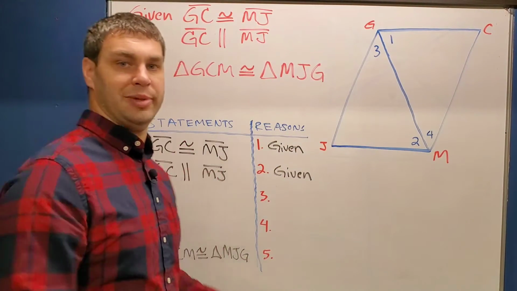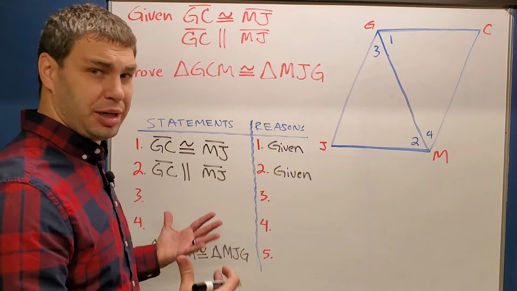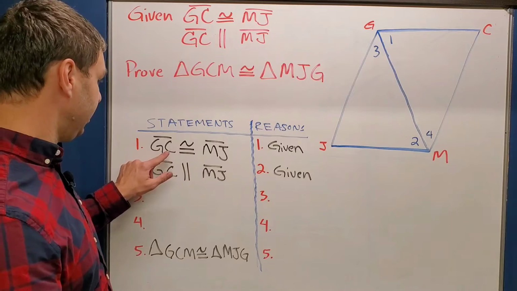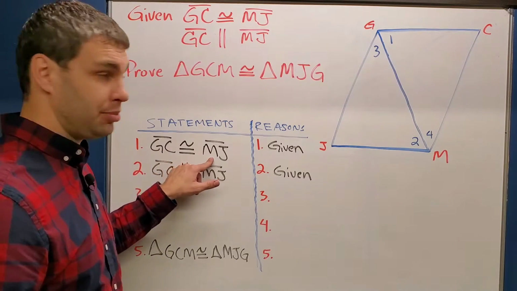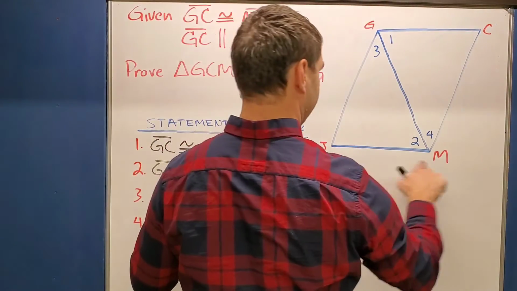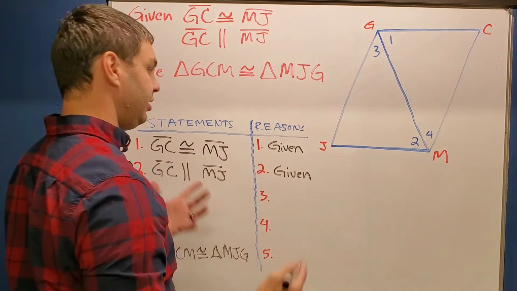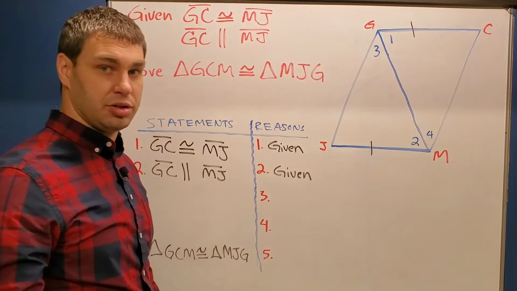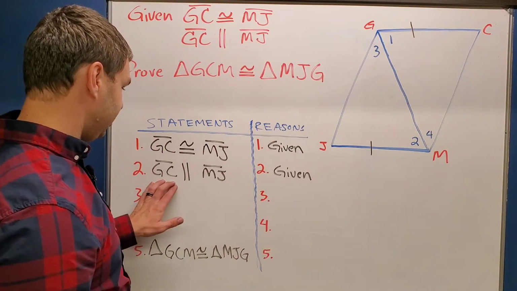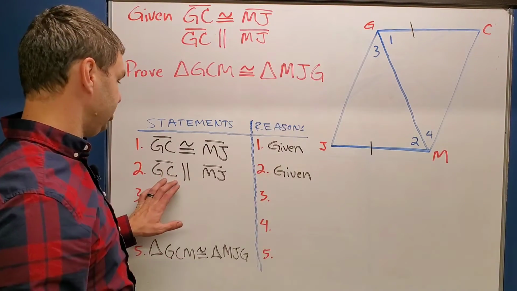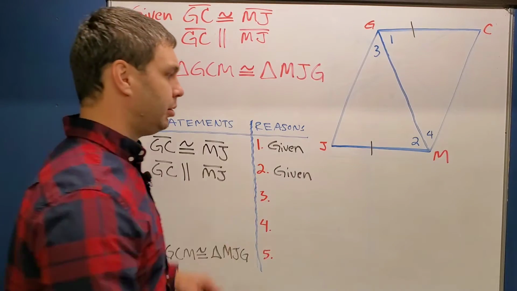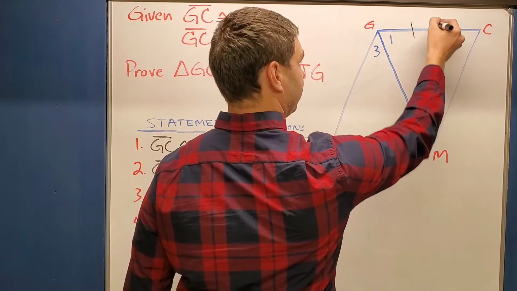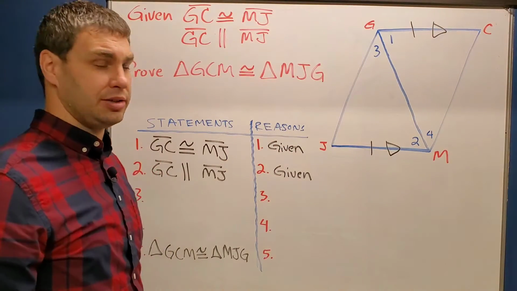All right, so I got all the information filled out over here, and now I need to mark up our triangle to see what that did for us. First off, it told me that GC is congruent to MJ. GC and MJ, that's the top and the bottom lines there. They're congruent, so they can just get one tick mark each. Our second line told us that those same lines, GC and MJ, are also parallel. Remember, we can show parallel by putting arrows on those, so I'll put one arrow on each one.